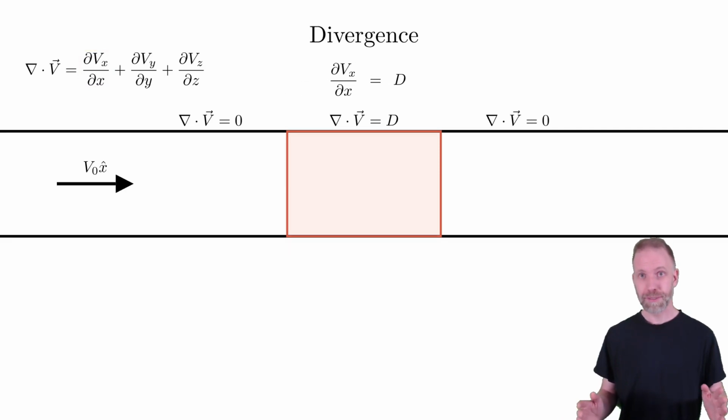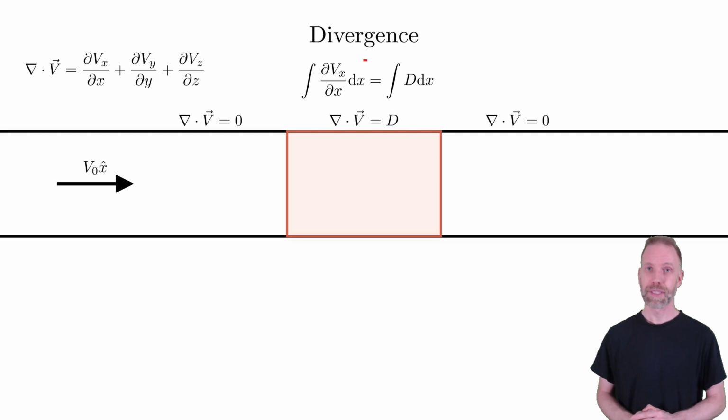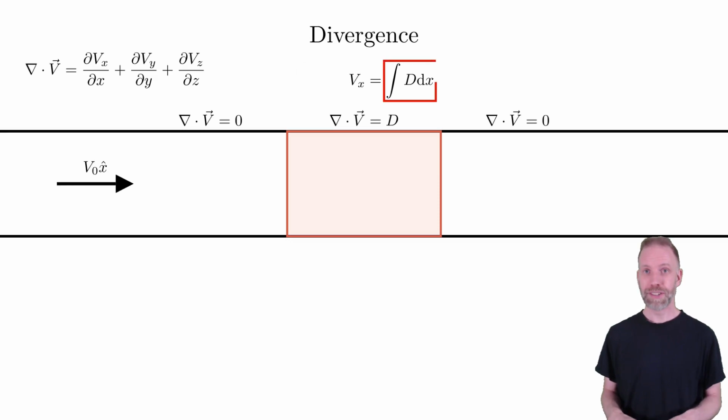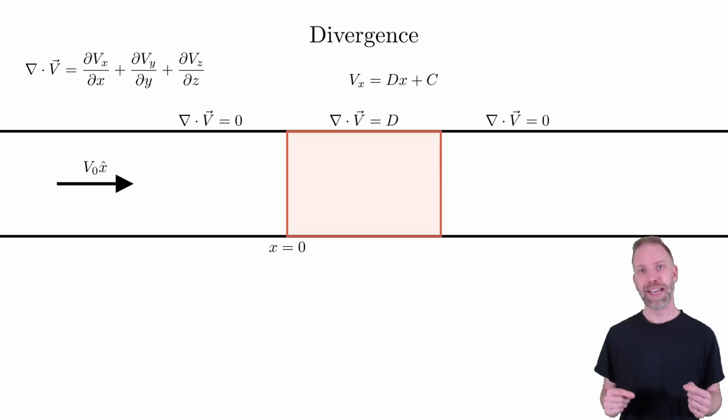Integrate both sides. The integral of the derivative is the function itself. The integral of a constant is dx plus the integration constant c. If we define x equals 0 at the start of the divergence region, we can directly identify that v0 equals c when x is 0. And we get an equation for the flow in the divergence region. Outside, the flow velocity is constant on both sides.